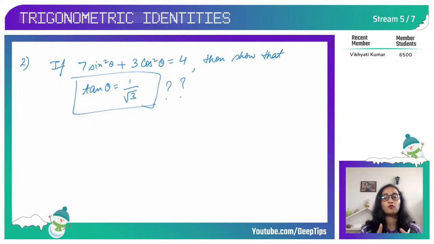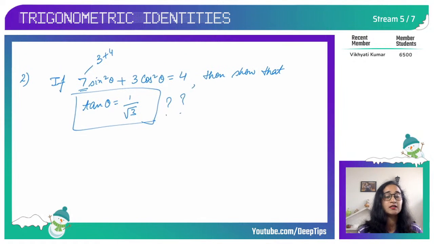So I know one trigonometric identity here, that sine square theta plus cos square theta equals 1, right? But here the thing is, I have 7 sine square thetas and 3 cos square thetas. So how do I make sine square theta and cos square theta 1? What I can do is write 7 as 3 plus 4, because I want 3 sine square theta to club with 3 cos square theta.